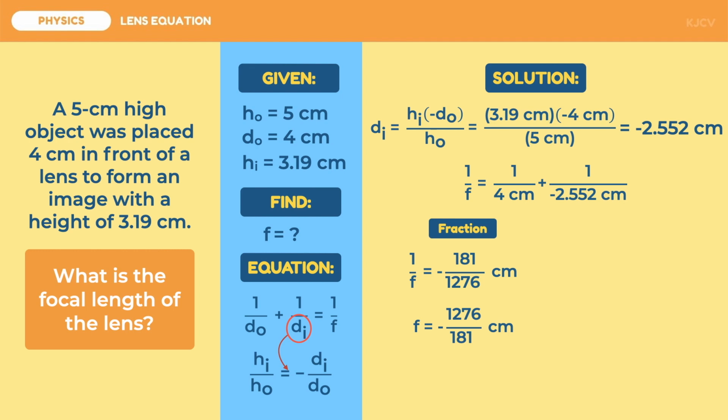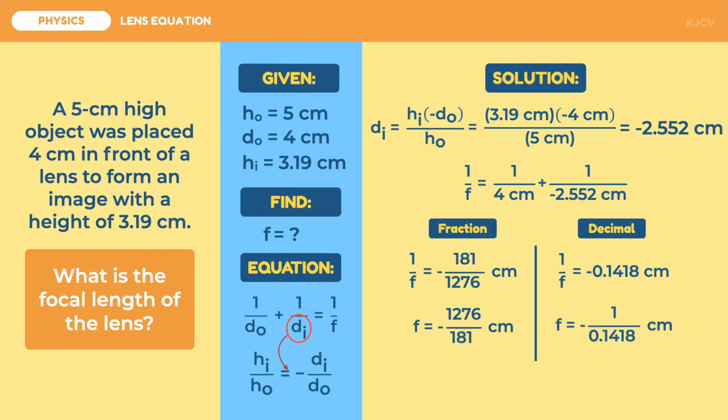But let us check the solution using decimals. 1 over 4 centimeters and 1 over -2.552 centimeters would add up to -0.1418 centimeters. And again, this is still 1 over f. To solve for f, we get the reciprocal of both sides. This gives us -1 over 0.1418 centimeters is equal to f. Both solutions should give us a focal length which is equal to -7.05 centimeters. This agrees with our computed image distance, which is a negative value.